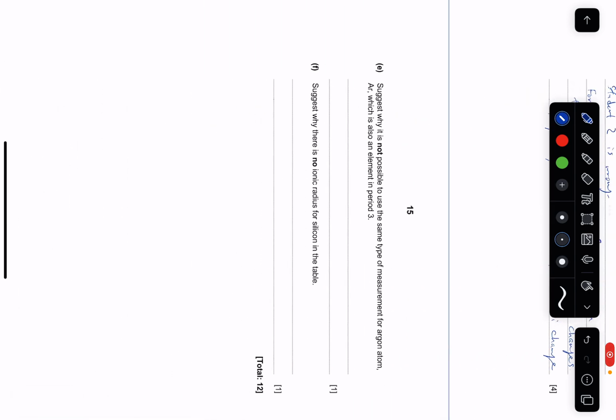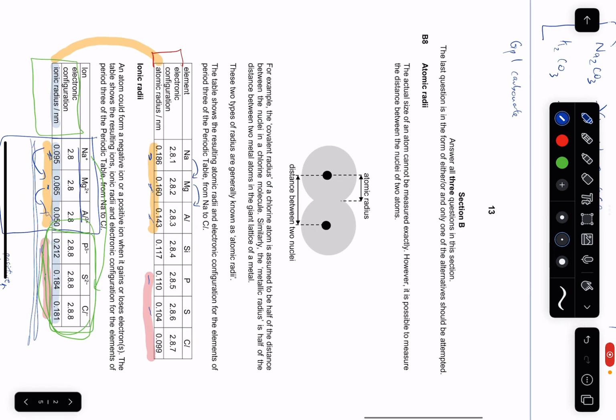Next one. Suggest why it's not possible to use. Oh, so you are talking about measuring an atom, argon. Okay, let's see the question. Measure atom. So let's see what they are trying to say. They say it's possible to measure the distance between the nucleus or nuclei of 2 atoms. Okay. But argon got 2 atoms? No, right? Then how you measure?